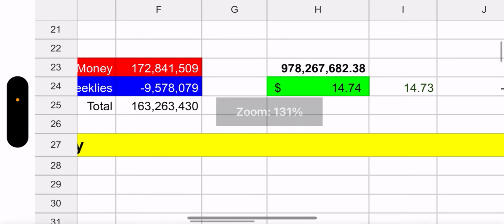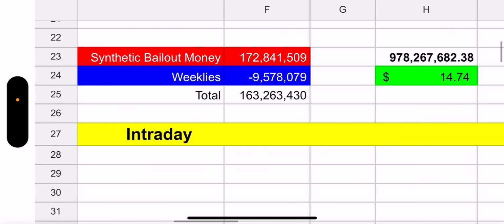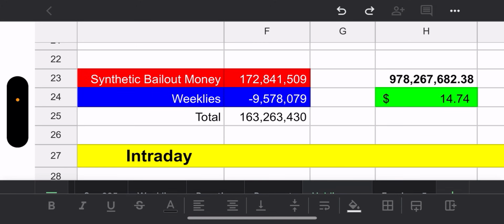Total net assets of TSLY, $978 million. All right. The NAV is 14.74 and the trade price is 14.73. What do we got? Penny gap. The synthetic bailout money, man, that's a net of 172 mil. Give me some of that. Damn. All right, so that's it for TSLY.